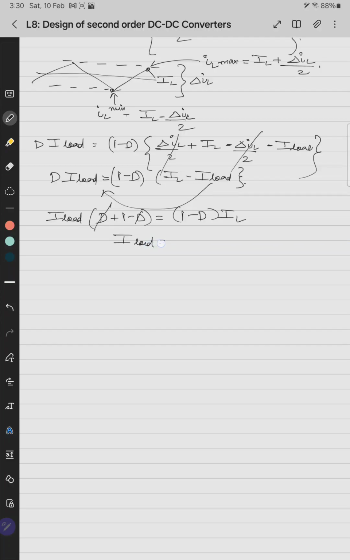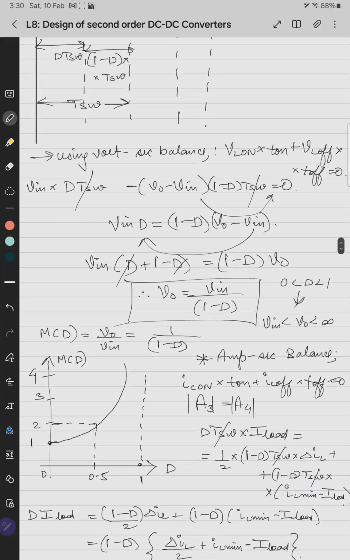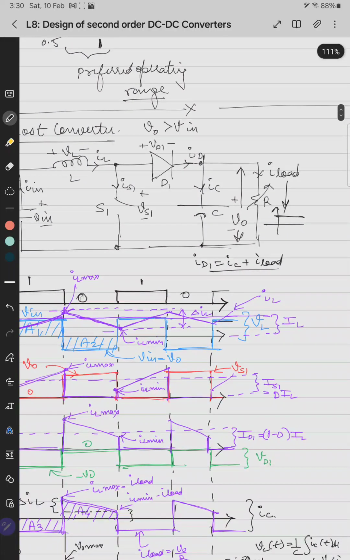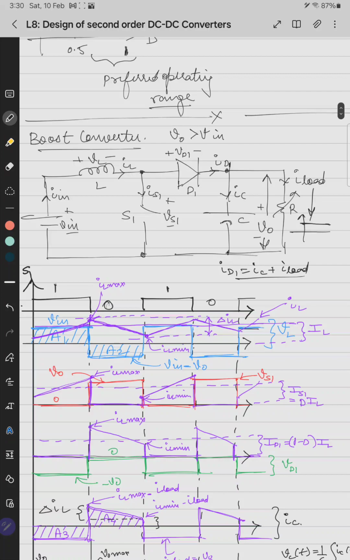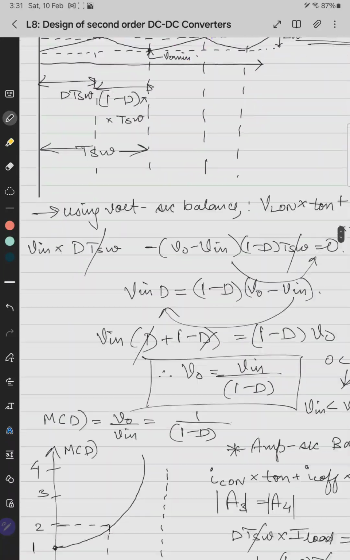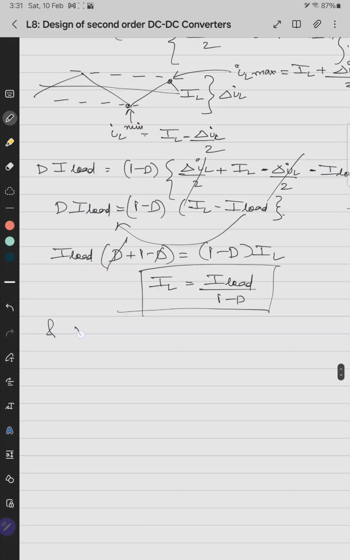So I load equals 1 minus D into IL. So we can write directly, we know what is I load, now we want to find what is capital IL. So capital IL is I load by 1 minus D. Now in this case, I load was the output current, IL equals the input current, IN equals IL. So the average value of input current equals the average value of output current, which is I load, divided by 1 minus D. And V naught is V in by 1 minus D. Correct? So it means that this is output voltage, this is input current, and this is input current, this is output current.